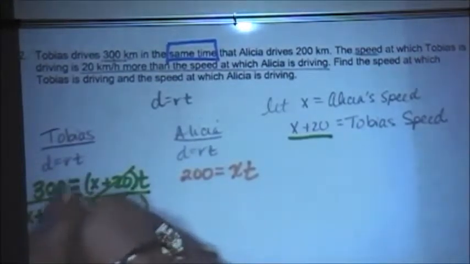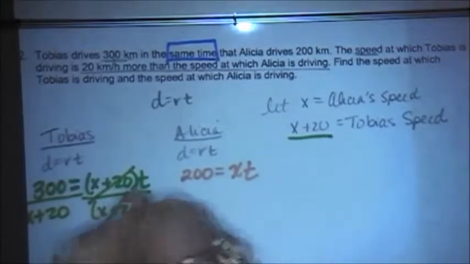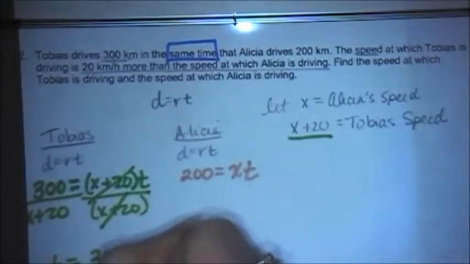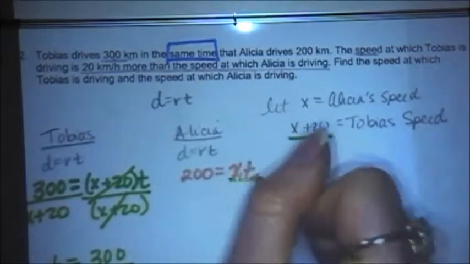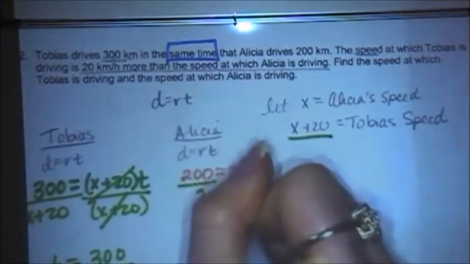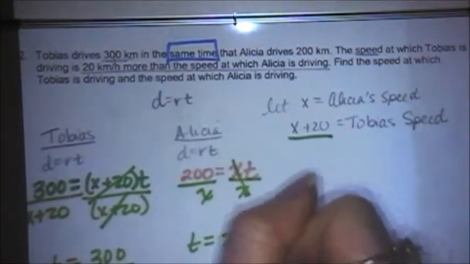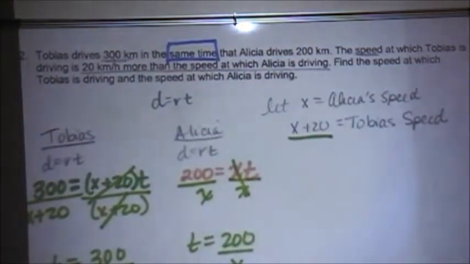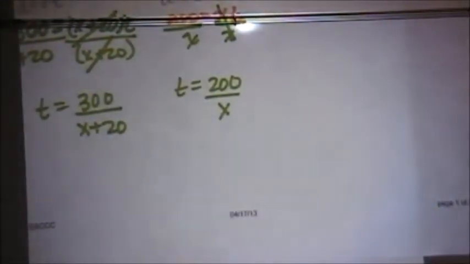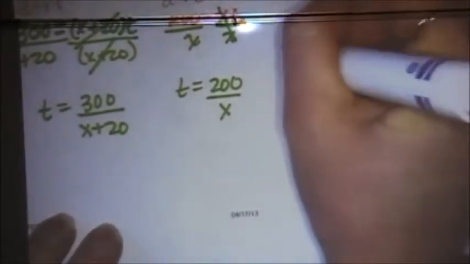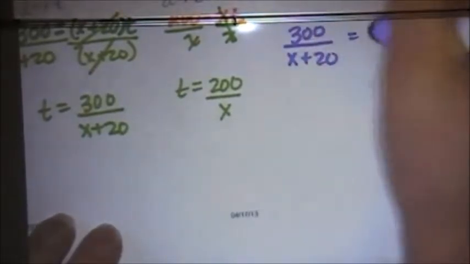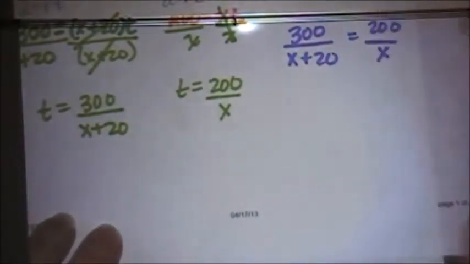And that tells me that Tobias's time is 300 over x plus 20. I'm going to divide this one by x in order to get time alone. And I get Alicia's time to be 200 over x. So now I have each of their times, and I know that those two things should be equal. So I can set them equal to each other. 300 over x plus 20 equals 200 over x.